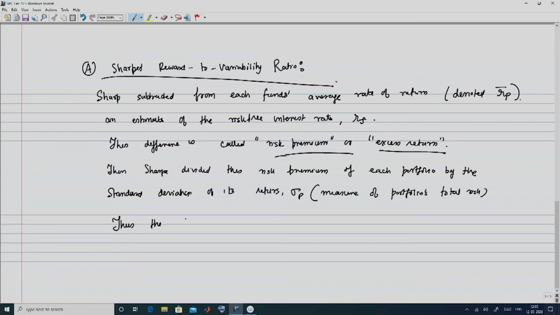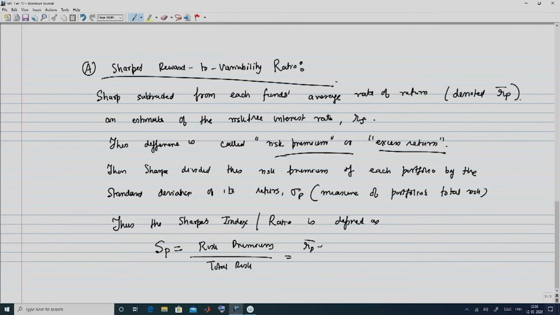Thus, the Sharpe's index, or sometimes it is called the Sharpe's ratio, is defined as, so motivated by this, it will be SP for Sharpe, and first we take the risk premium and we divide it by the total risk, and this is Rp bar minus Rf in the numerator divided by sigma p in the denominator.